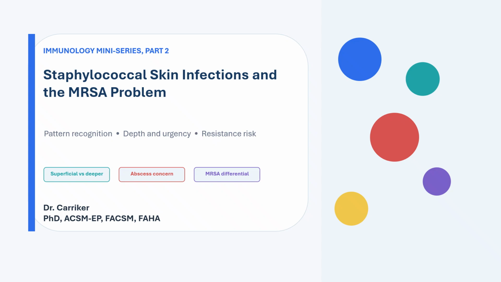So in this segment, we're going to discuss one of the most common real-world issues, and that is staphylococcal infections or skin infections. This is the kind of content that shows up in athletic training rooms and urgent care visits. And sometimes the important question is not just, is this red and infected, but how deep is the infection? How urgent is this infection? And could this be something resistant like MRSA, which we're going to talk about in just a little bit?